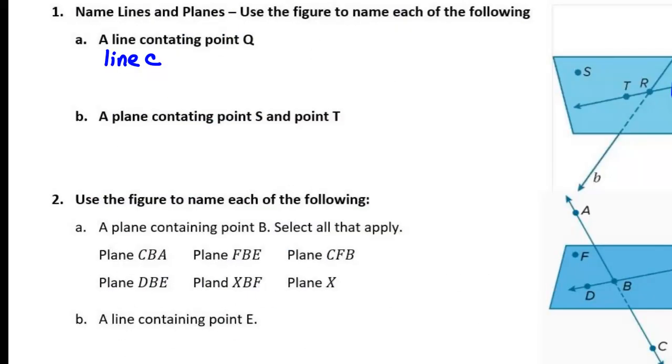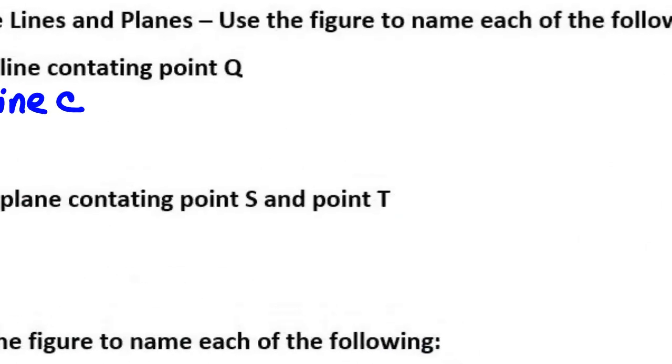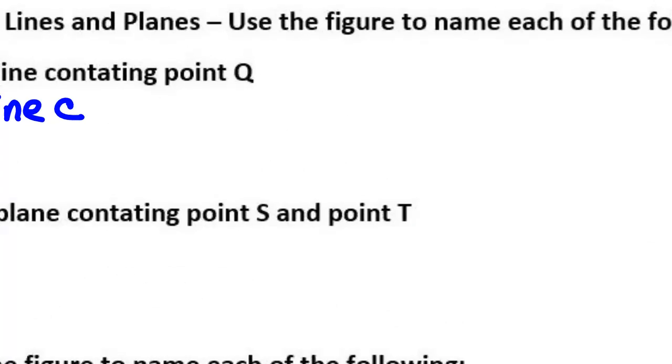We have to write the word line next to it, and then we put the lowercase cursive letter after that. We can only do that if it does not have a dot and if it's lowercase. The other way that we can name a line is by picking out 2 points on this line, and it has to contain point Q.